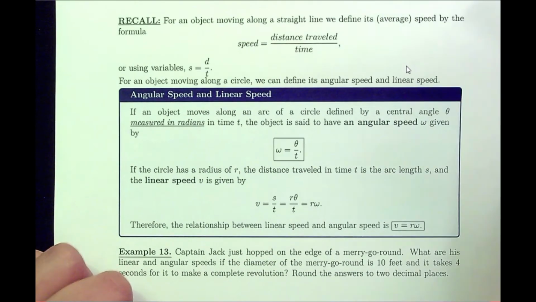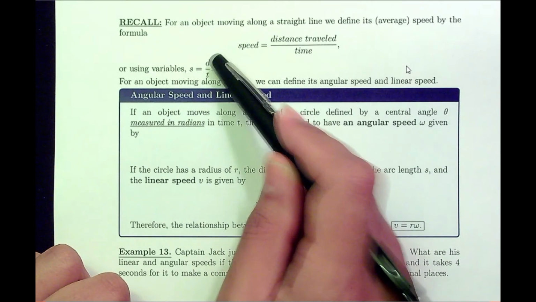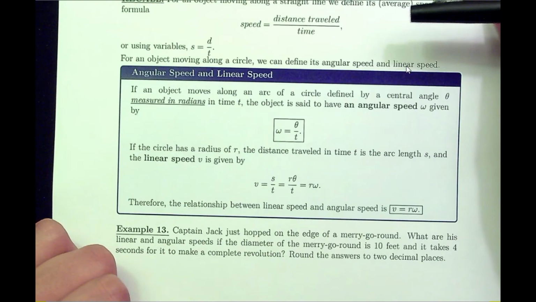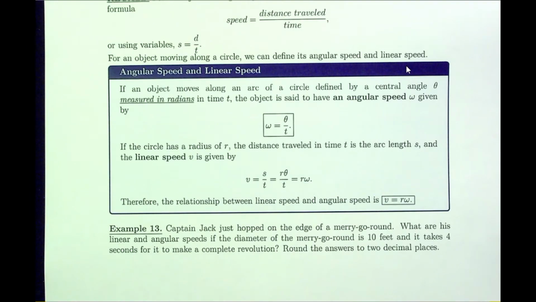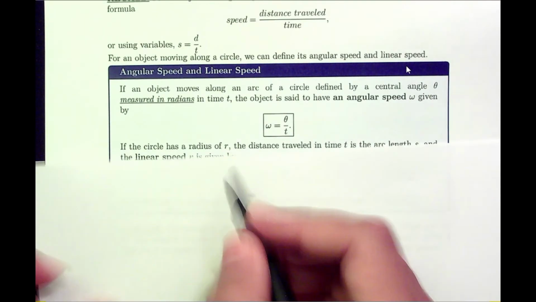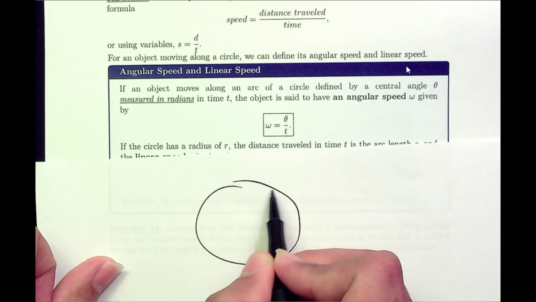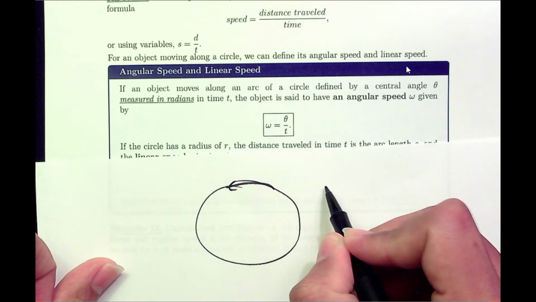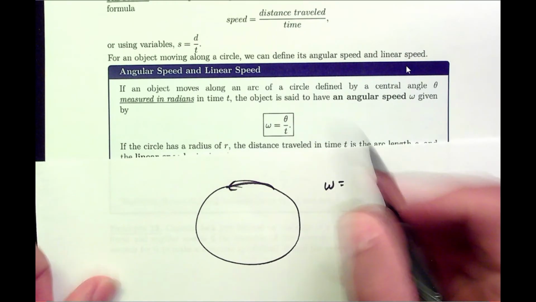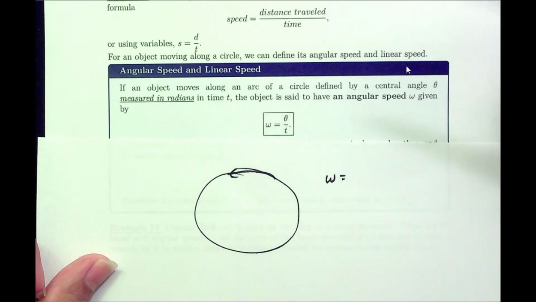So using variables, it could be written like this. Speed equals distance d divided by t. Distance divided by time. So for an object that is moving not in a straight line, but along a circle, you could define the angular speed and the linear speed. The angular speed is defined pretty much exactly the same way as this. If you look at the formulas, they're almost the same. You have the same form.